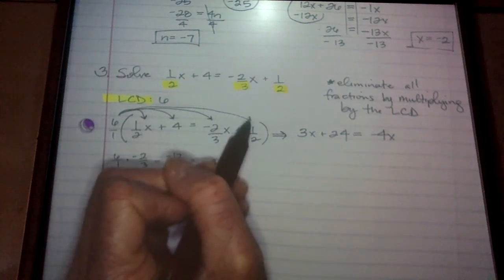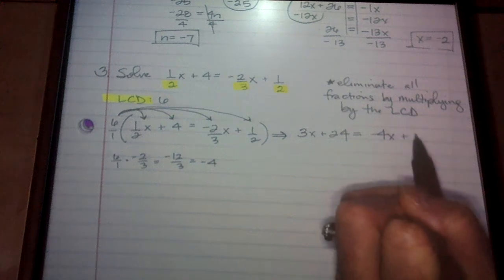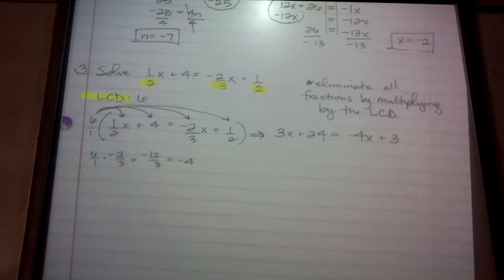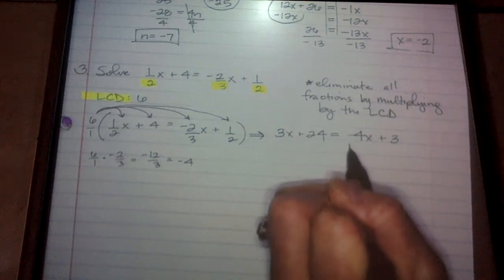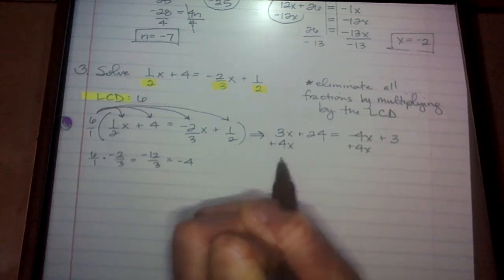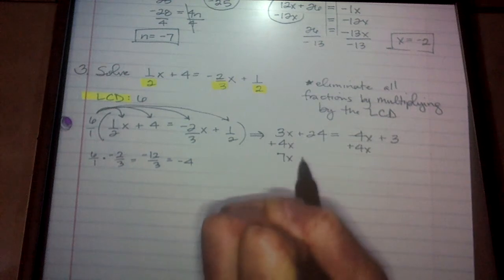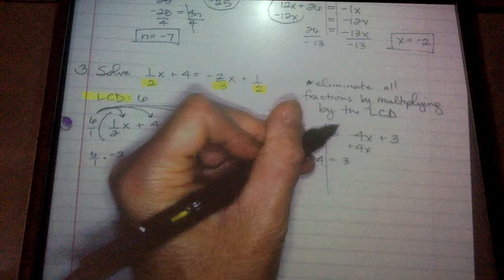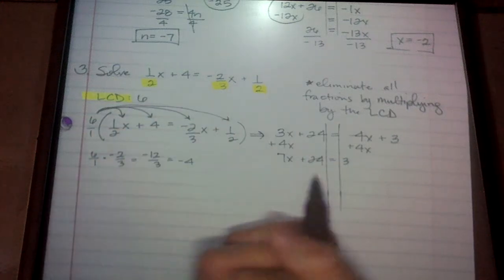6 times 1/2 is, again, 3. So now look at this nice equation. There's no fractions. I can simply get x on one side and the numbers on the other. So I'm going to add 4x. Again, you could have moved 3x. That's okay. And that gives me 7x plus 24 equals 3. Remember, I'm going to keep the equal sign in the middle.